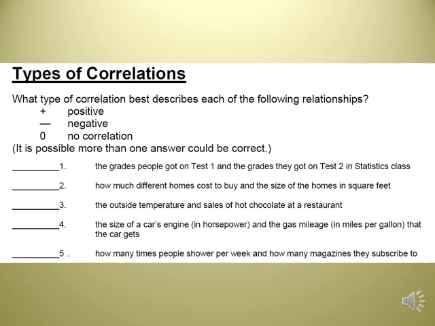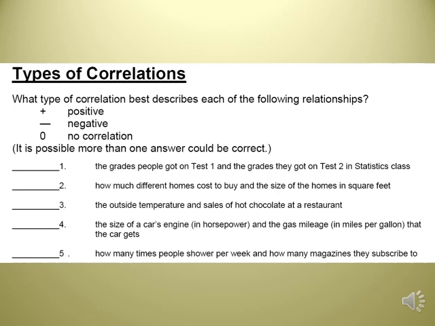Number 2, how much homes cost and the size in square feet, that one is definitely a positive correlation. If you pay more for a home, you're going to get bigger homes. The third one, the outside temperature and sales of hot chocolate at a restaurant, we had a very similar problem on those examples last time. It was about coffee instead of hot chocolate, but the idea there is that as the temperature goes up, hot chocolate sales will go down, and that makes it a negative correlation.